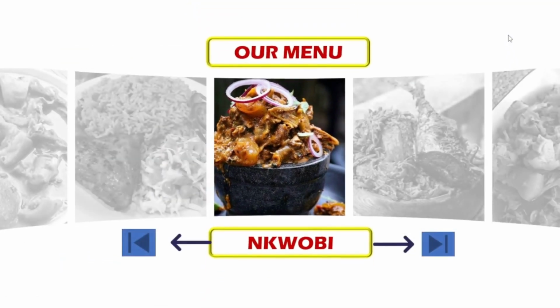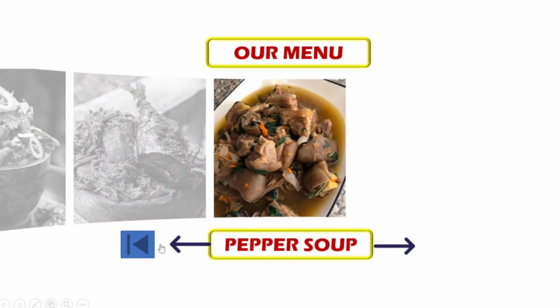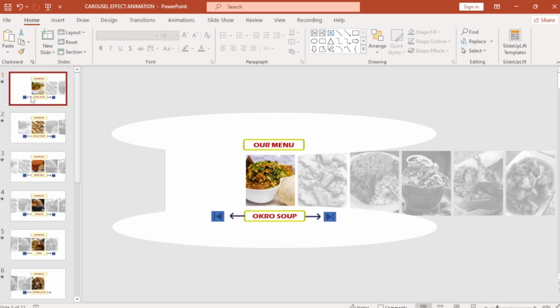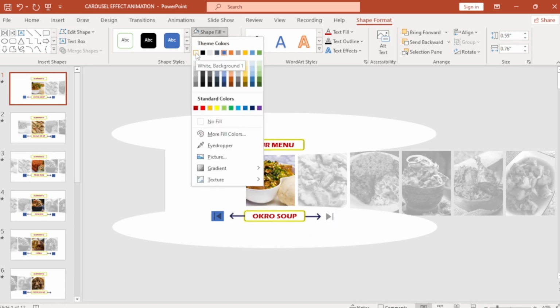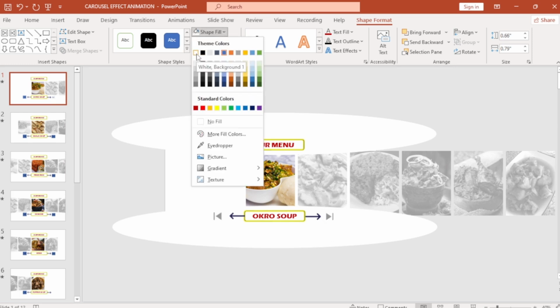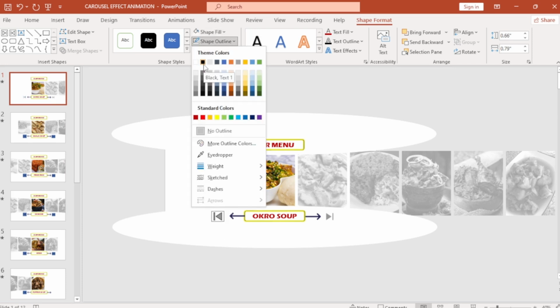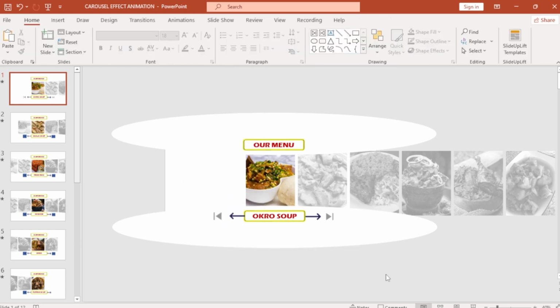Okay, the next thing we do is format our buttons and make them look a bit more professional, a bit more presentable. So what we do is change the color a bit. Let's select the button and then select a kind of gray color to make it more appealing for this particular presentation. And that is what we do.